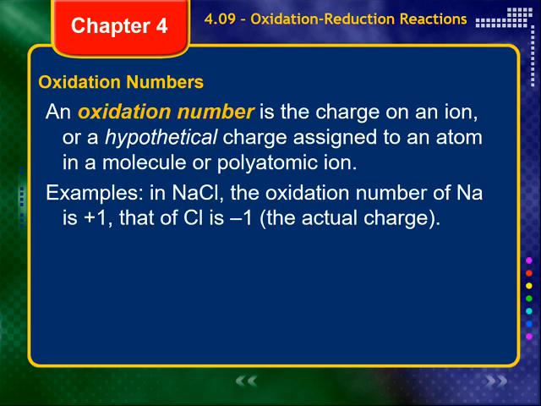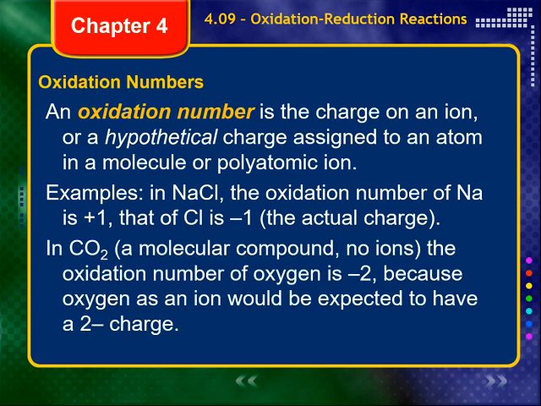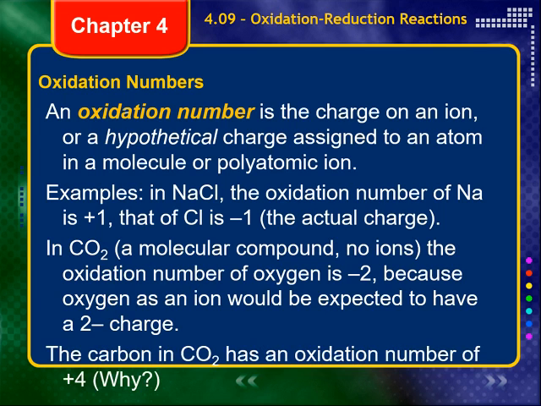An example: in NaCl, the oxidation number of sodium is +1. The oxidation number of chloride is -1. Is the actual charge, right? That's simple. In an ionic compound, it's the actual charge. In CO2, however, it's a molecular compound. There are no ions, just covalent bonds. The oxidation number of oxygen is -2 because oxygen as an ion would be expected to have a -2 charge. The carbon in CO2 has an oxidation number of +4.